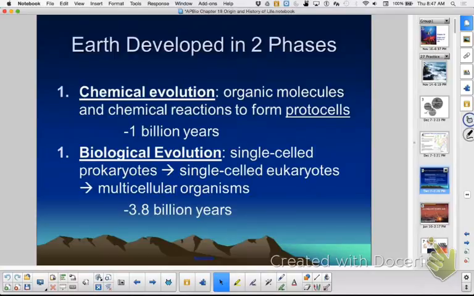Biological evolution is now we actually have a single-celled organism that's prokaryotic. Then how would we get a eukaryotic cell from that? How would we get a multicellular organism from that? Okay, could I have the dark-shirted bio buddy explain the difference between chemical and biological evolution? Go ahead. In your own words.